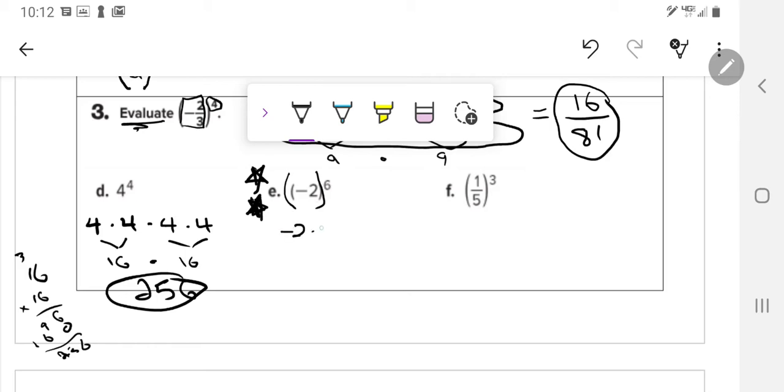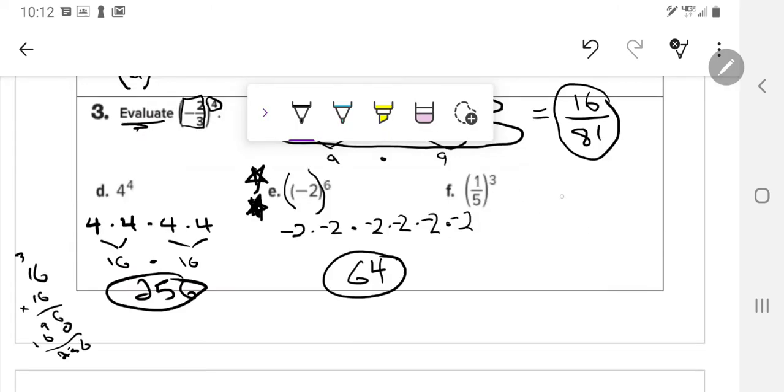All right, now I'll write them in case you want to kind of look at it. 1, 2, 3, 4, 5, 6. Right? If you can see, this would be positive, this would be positive, this would be positive, right? Since a negative times a negative is a positive. So then you can see that it for sure is going to be a positive answer. 2 times 2 is 4, times 2 is 8, times 2 is 16, times 2 is 32, times 2 is 64. That's going to be positive 64.